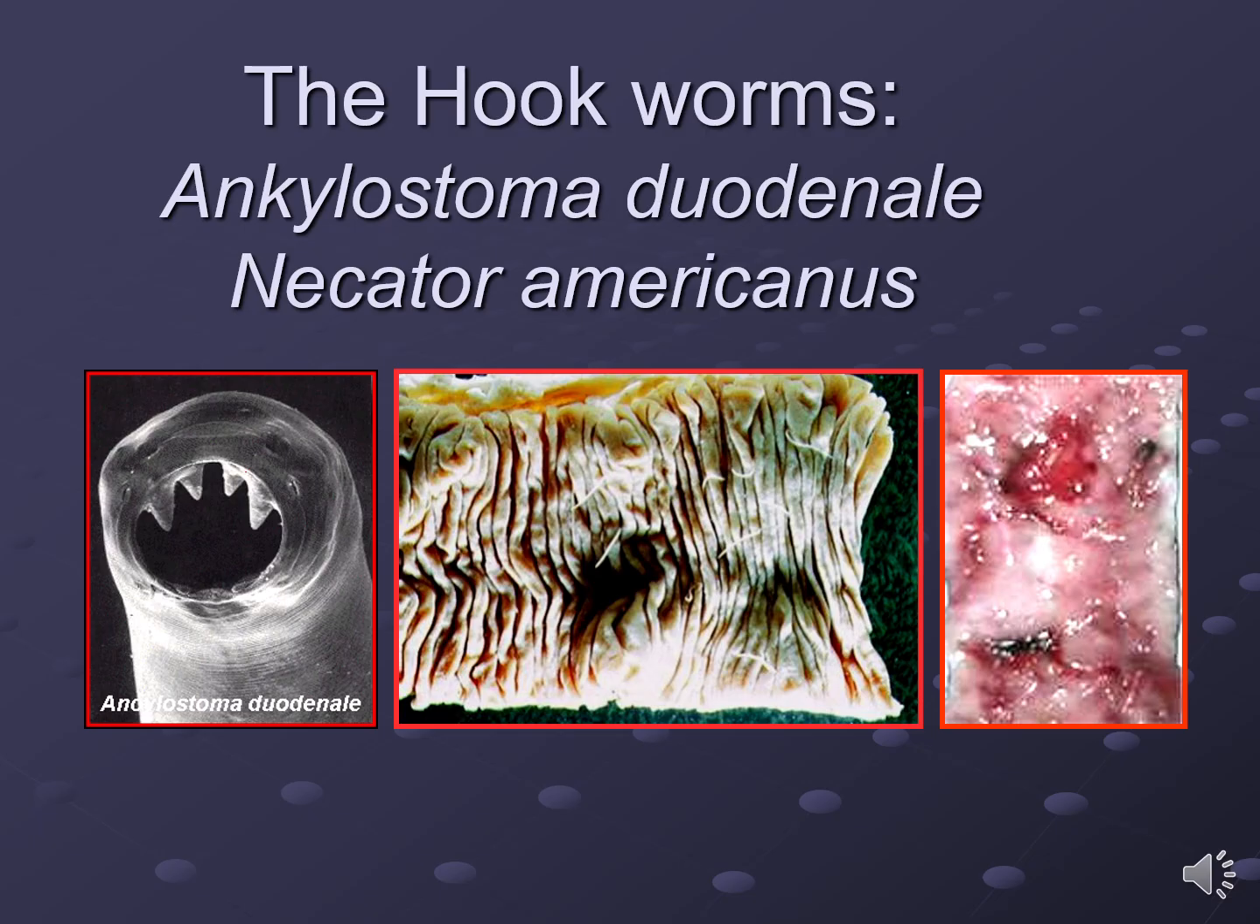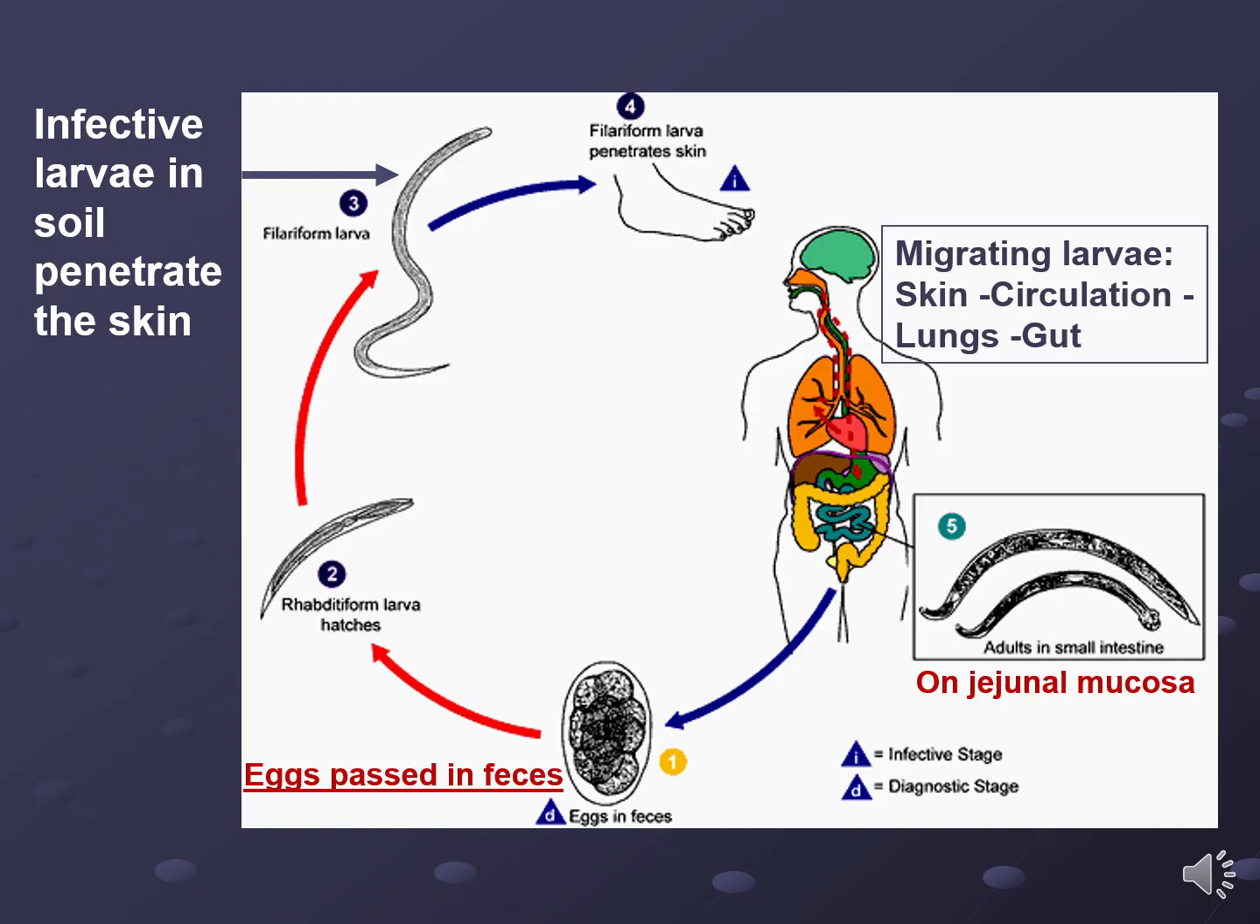And on the right-hand side, you see blood on the mucosa, and this is at the traumatized site of the attachment of the hookworms, and hence heavy infection may result in significant blood loss in the long term and iron deficiency anemia.